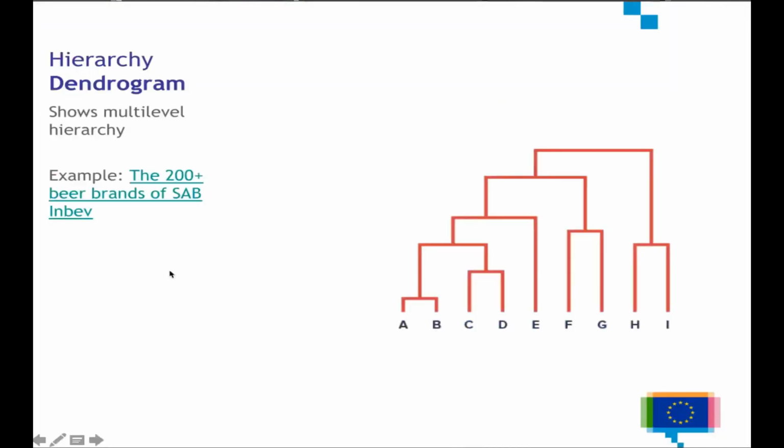Then you have something that is called a dendrogram. You can see an example here on the right, and you can use a dendrogram to show hierarchies that have multiple levels. So you have a structure where you have a top level that's broken down into sub-levels, and those sub-levels are then again also broken down into lower levels of the hierarchy.